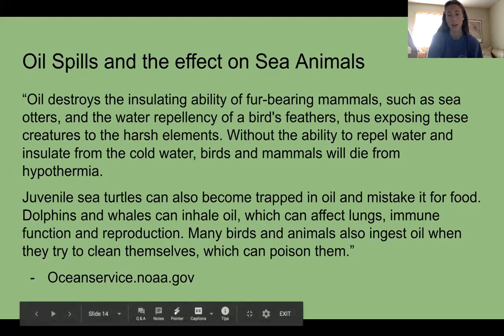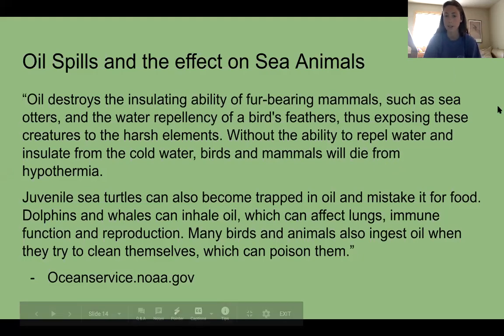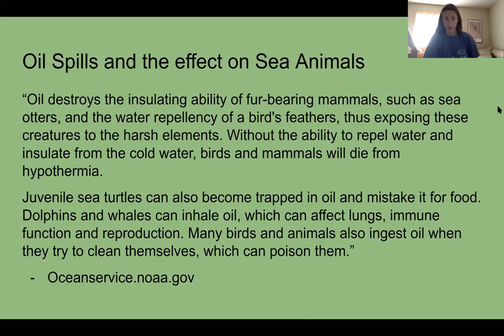So this is another form of pollution, oil spills, and their effect on the sea animals. This was a quote from the oceanservice.gov website, and it pretty much states oil destroys the insulating ability of fur-bearing mammals such as sea otters and the water repellency of bird feathers, thus exposing these creatures to the harsh elements. Without the ability to repel water and insulate from the cold water, birds and mammals will die from hypothermia. Juvenile sea turtles can also be trapped in oil and mistake it for food. Dolphins and whales can inhale oil, which can affect lungs, immune function, and reproduction. Many birds and animals also ingest oil when they try to clean themselves, which can poison them.